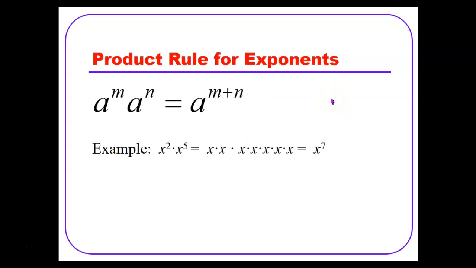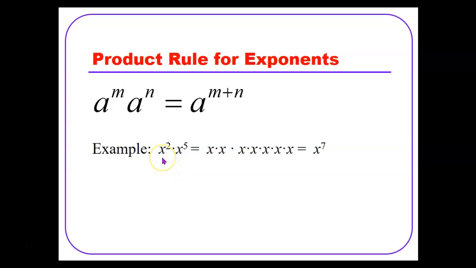Now we have some various rules or properties for the way exponents work. One of them, often called the product rule for exponents, because it's about a product, or what you get when you multiply things together. It says that a to the m times a to the n equals a to the m plus n. When you're multiplying, you add the exponents. So for example, x to the 2 power times x to the 5 power is x to the 7 power.